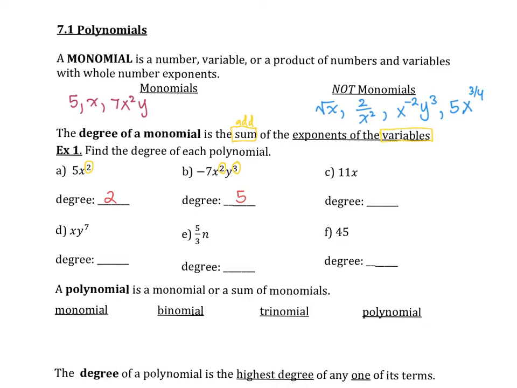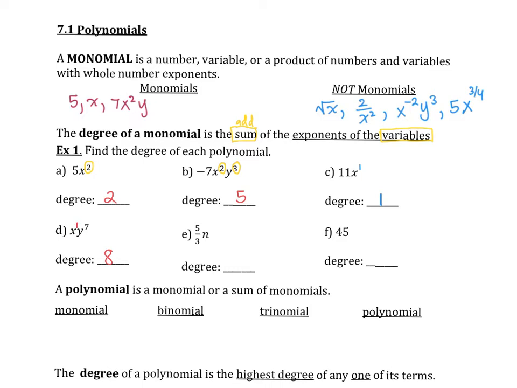Okay, for C, it's 11x. Let's see, I see the variable is x. The exponent on it is a 1, so the degree is 1. Okay, for D, it's x y to the 7th. Okay, I only care about the variables, so I see an x with the exponent 1 and the y with the exponent 7. If I find the sum, I add them, so 1 plus 7 is 8.